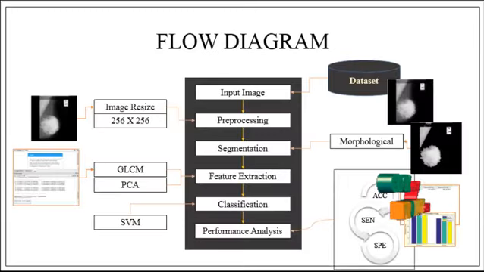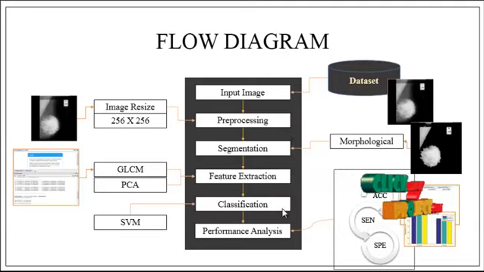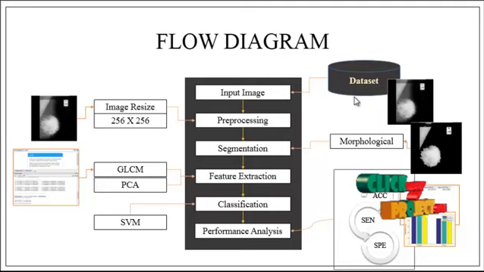Now we are going to discuss the overall working flow of this process. This is the overall working flow. The flow diagram consists of the steps: input image, preprocessing, segmentation, feature extraction, classification, and performance analysis. At first, the input image is taken from the dataset. The dataset consists of several breast lesion images, both benign and malignant.